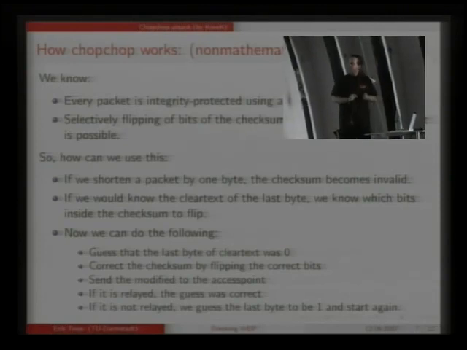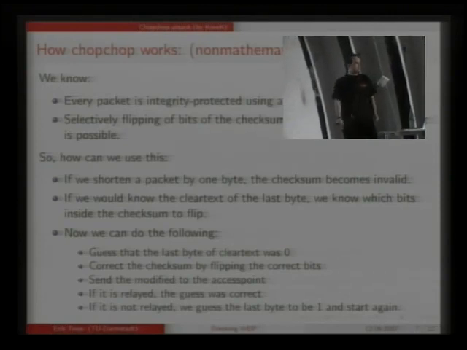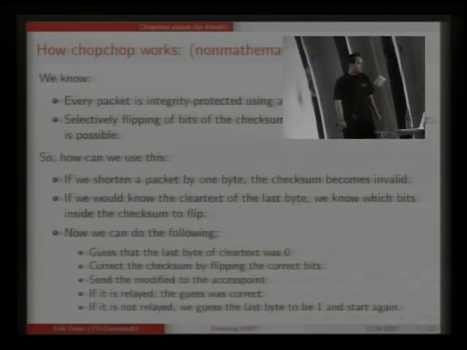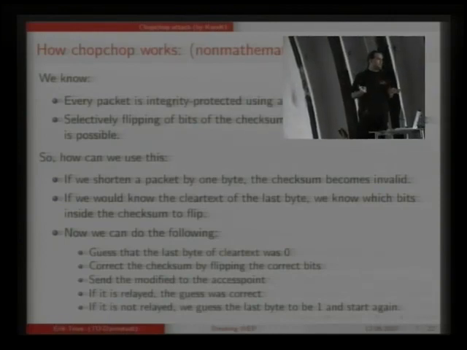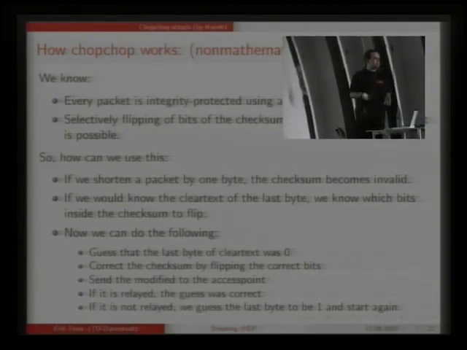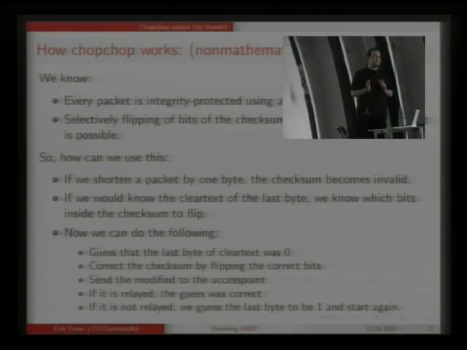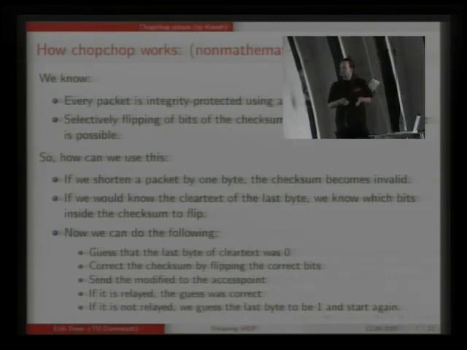But if the checksum was correct, then your guess of the clear text was correct. So what you do is you guess the last byte was 0, you send the packet and you see if the packet is relayed. The packet is relayed, okay, the last byte was 0, and you can proceed with the next byte. And if the packet is not relayed, the checksum was invalid, and you start guessing that the last byte had value 1. And you correct the checksum again and see if this packet is relayed.